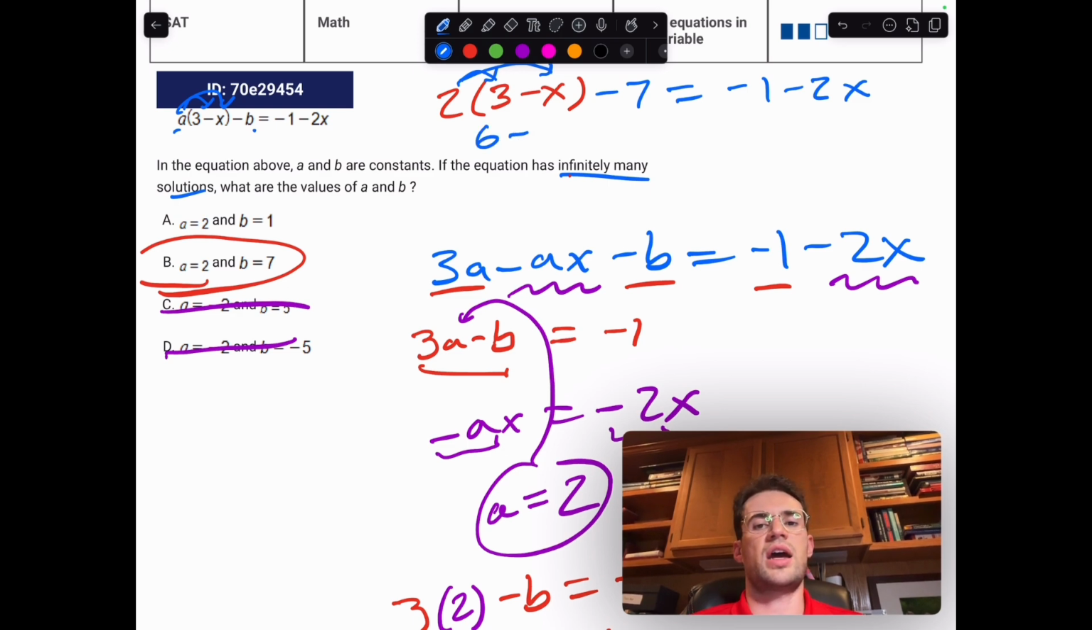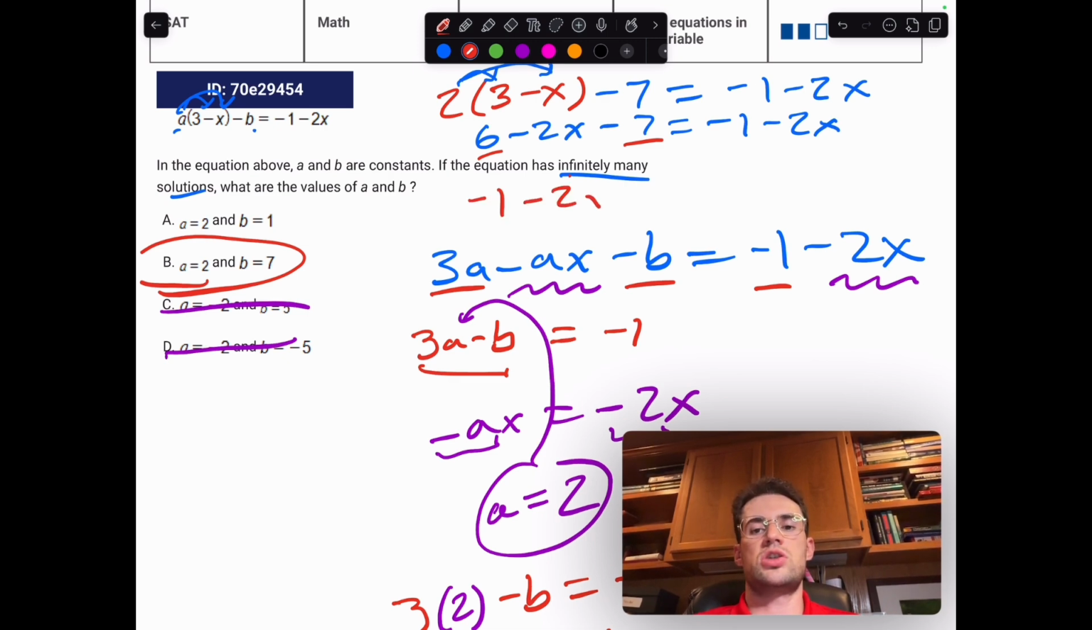2 times -x would be minus 2x. Minus 7 equals -1 minus 2x. Now we have 6 minus 7, our like term. 6 minus 7 is -1. So -1 minus 2x equals -1 minus 2x.